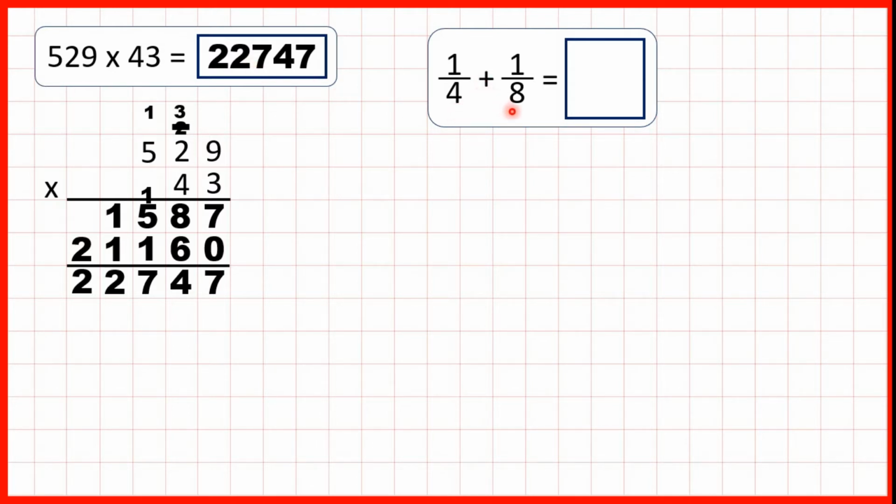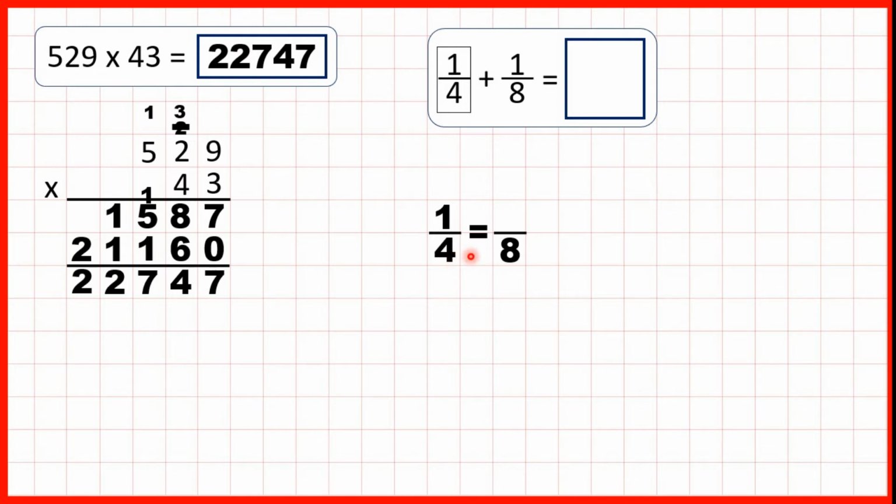1/4 plus 1/8. So we're adding fractions, but we need to be careful here because our denominators are not the same. And to add or subtract fractions, we need the denominators to be the same. So we need to find an equivalent fraction to 1/4, which has a denominator of 8. 8 is in the 4 times table, so we change 1/4 into eighths.